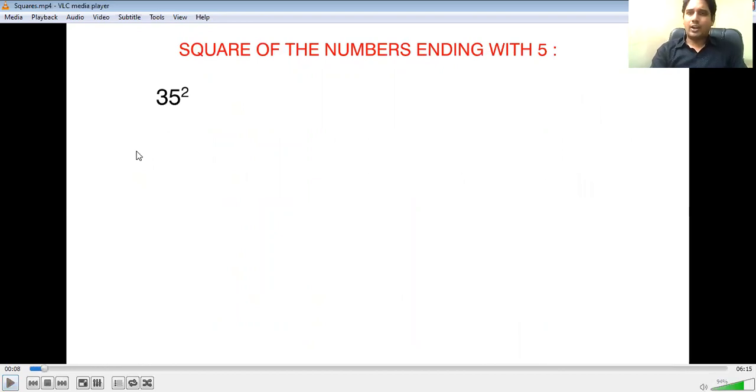Let's say we have to find out the square of 35. So step 1, take the square of 5 first of all, which is 25, and 25 will be the last two digits of 35 square. For your information, any number which ends with 5, the last two digits of its square would always be 25. So 5 square is 25.